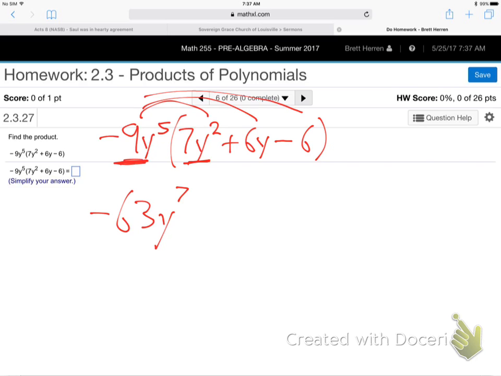Now the second one. The minus 9y to the 5th goes to the 6y. Out front numbers multiply. 6 times 9 is 54, so it'd be minus 54. And the powers are going to add. You've got the invisible 1. You're getting used to remembering him, right? And then, lastly, minus 9y to the 5th times minus 6. It's going to be positive, because that's two negatives getting together.